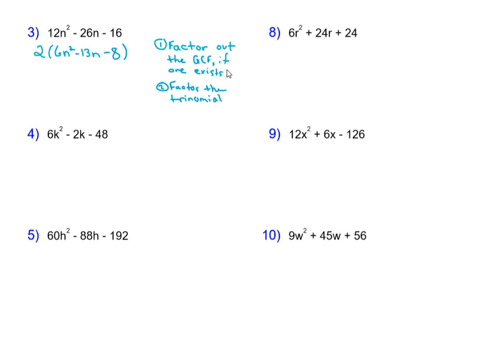We factored out the greatest common factor because one existed. Step 2 says factor the trinomial. Well, this is the trinomial that I'm talking about. So we just carry down that 2 throughout our problem, and we look at this new trinomial. So we're going to be looking for two binomials that when you multiply them together give you that trinomial.